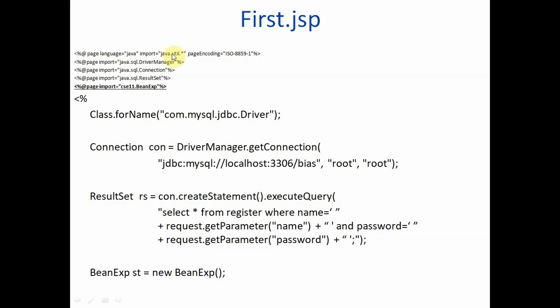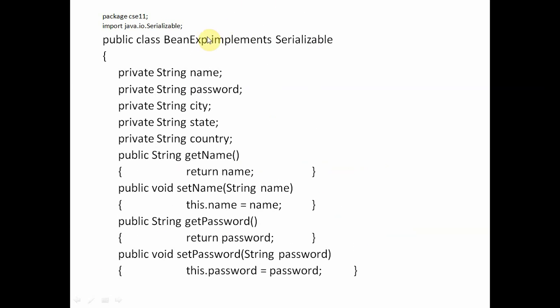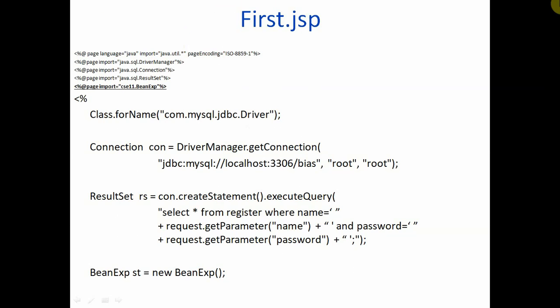So we have written here java.util. We need page language Java and import java.util, and we need java.sql.DriverManager, java.sql.Connection, java.sql.ResultSet, and this is one of the main important lines where we are writing %page import csc11.BeanExample. Whatever bean program we have created, we created it under the csc11 package, so we will import this BeanExample class from the csc11 package. So you have to notice this line.